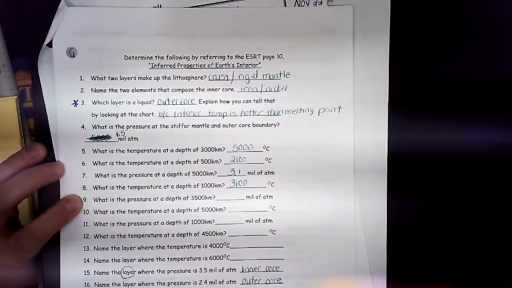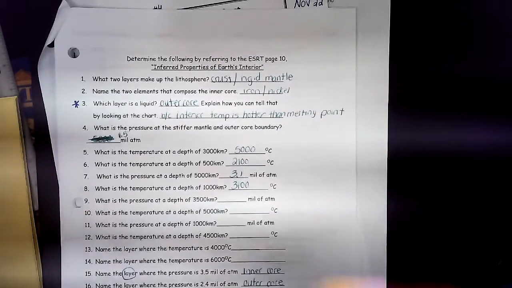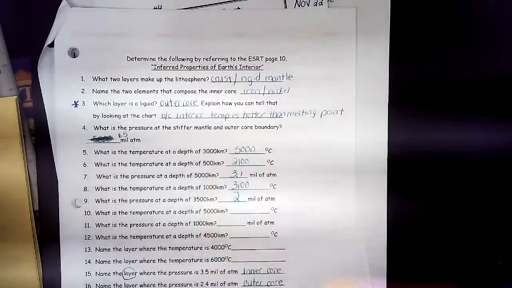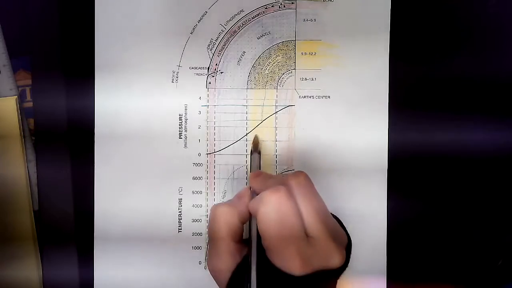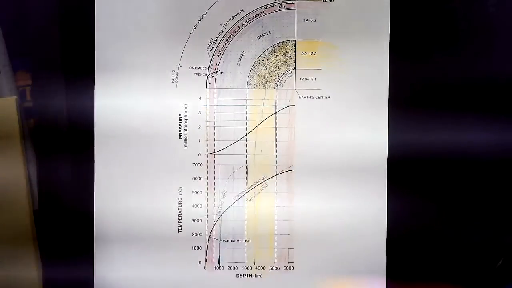Now we're at the pressure at a depth of 3,500. Who's got this one? 2. I also have 2. So again, you go to 3,500, which is halfway. Go up till you get to the pressure line and it hits right there at 2.